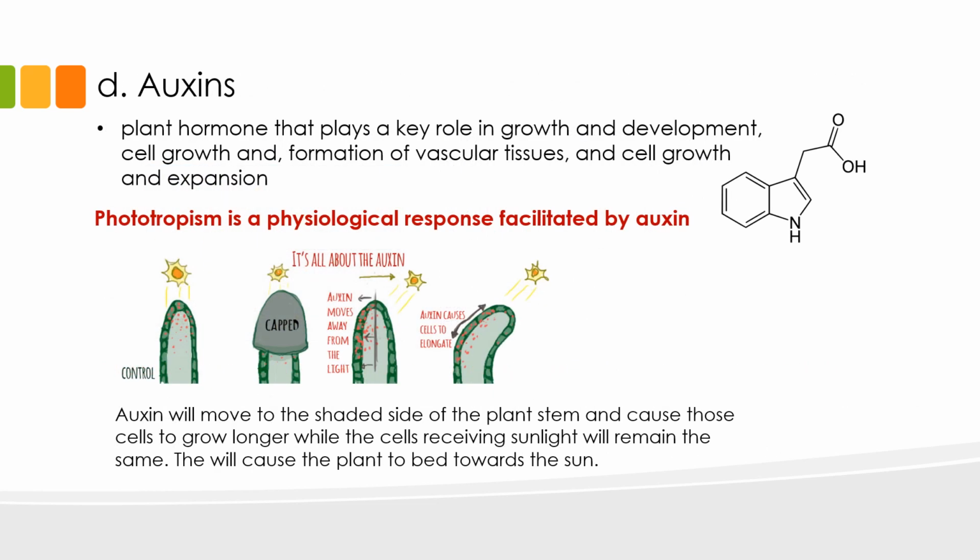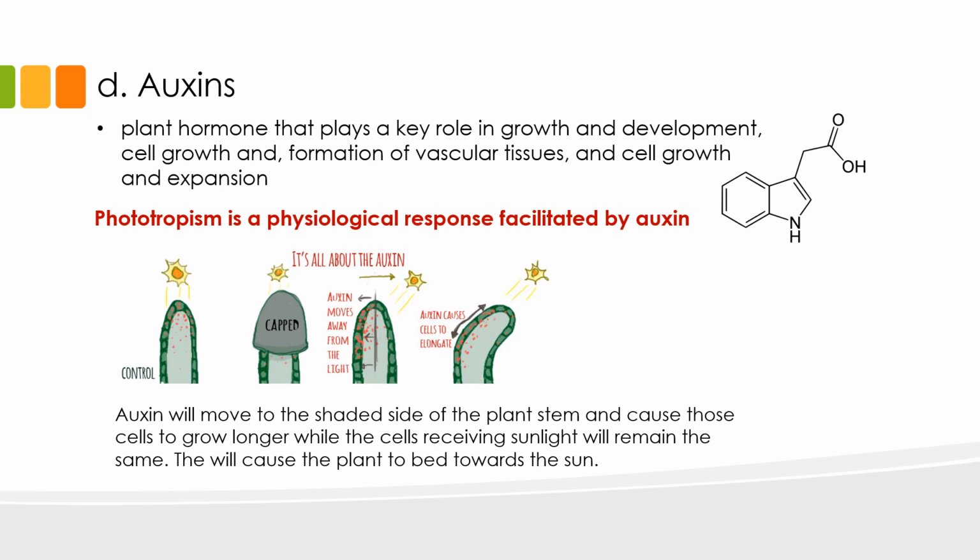Then we have the auxins. Auxins were first discovered in the late 1920s, and it was the first of the 5 major types of plant hormones to be studied. Auxin is involved in plant growth and development, cell growth and expansion, and formation of vascular tissues. It is produced primarily in parts of the plant that are actively growing, like the stem, specifically the tip of the stem or shoot meristem.